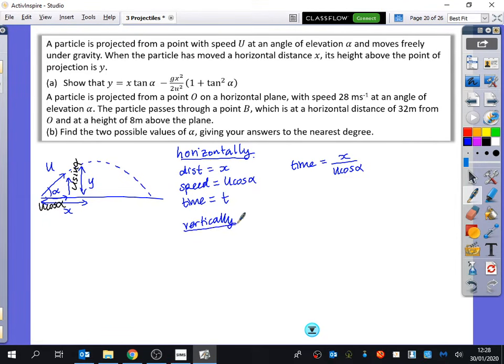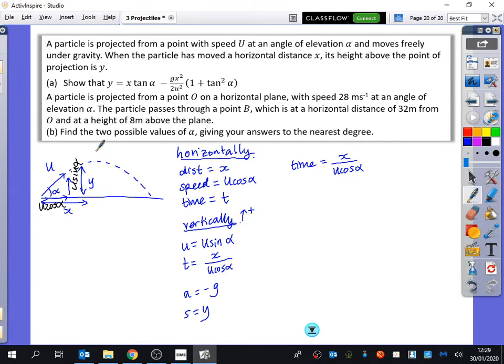So vertically, let's consider upwards as positive. We know that its initial projection is u sine alpha. Tell me some other things that we know about here. We know that the time is x over u cos alpha because we're immediately going straight in with our simultaneous equation here. Someone else said something. A is minus g because we're trying to keep it as general as possible. And what else? And s is equal to y. The displacement is y.